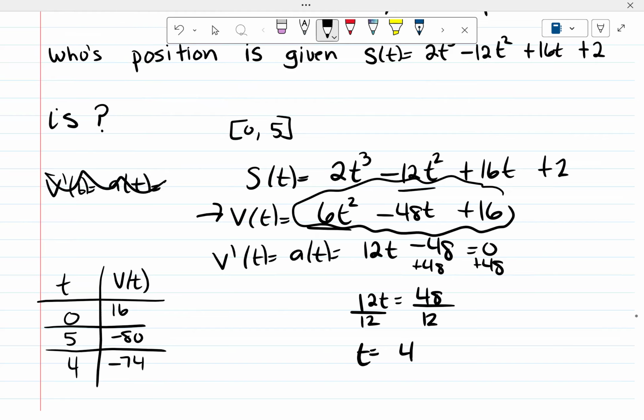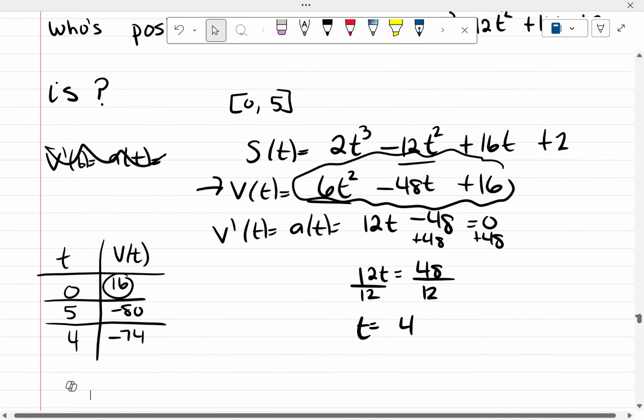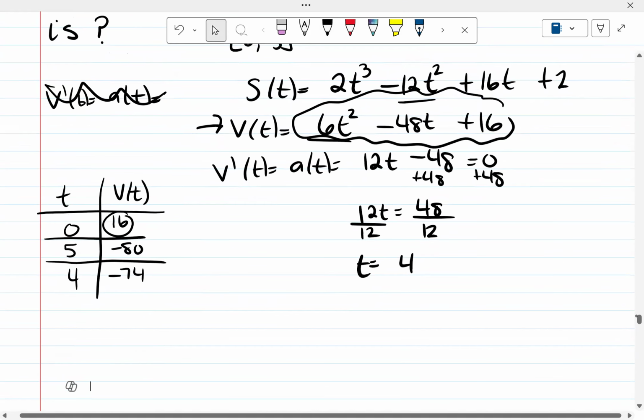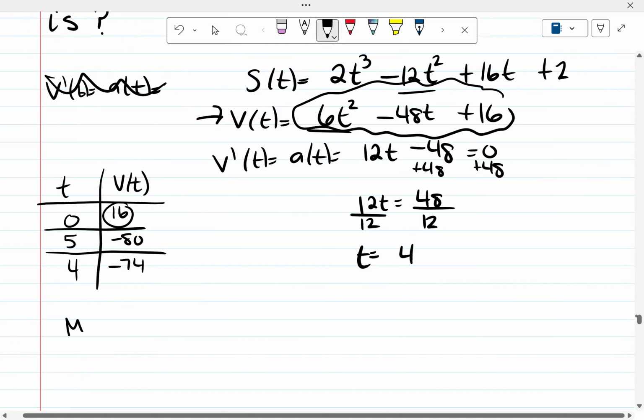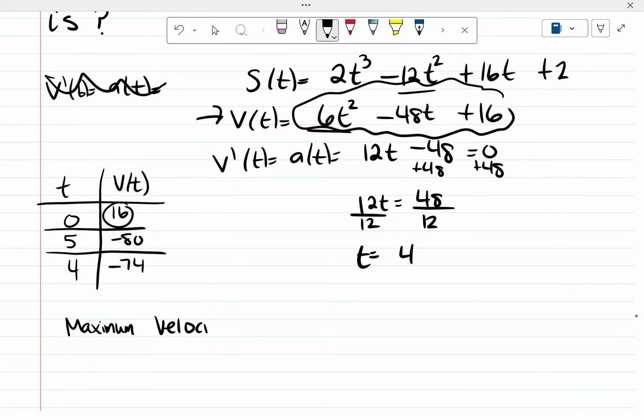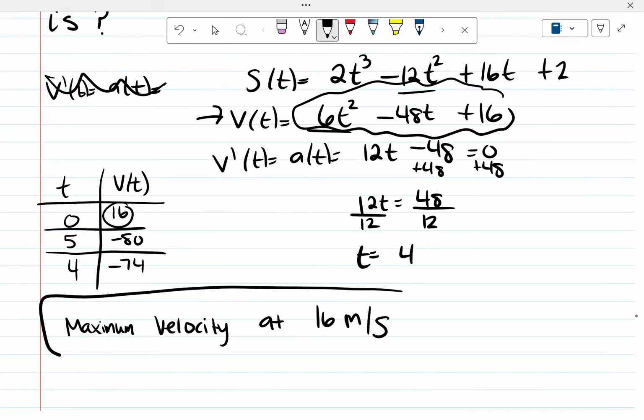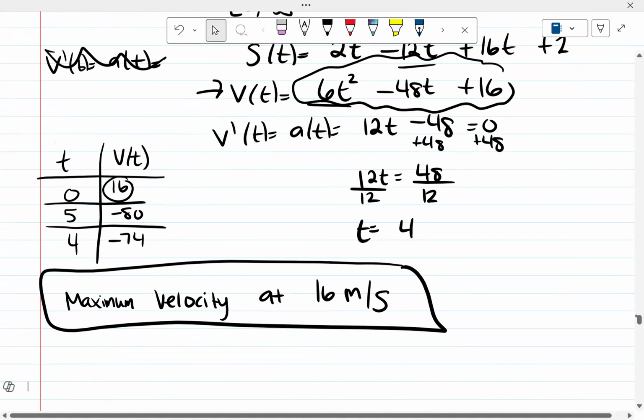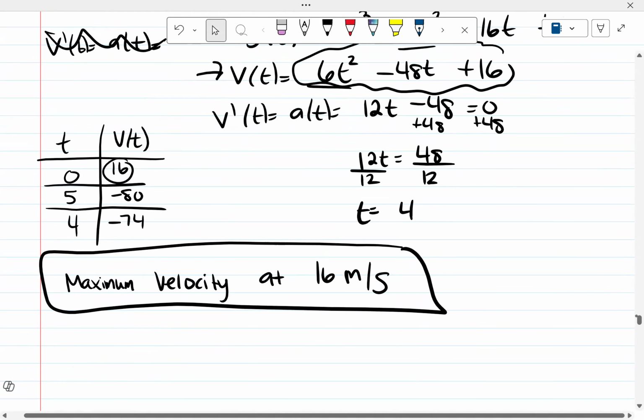Okay, so what are they asking? Maximum velocity. So the largest y value is 16. So the maximum velocity is 16 meters per second. Okay, let's move on to 18.